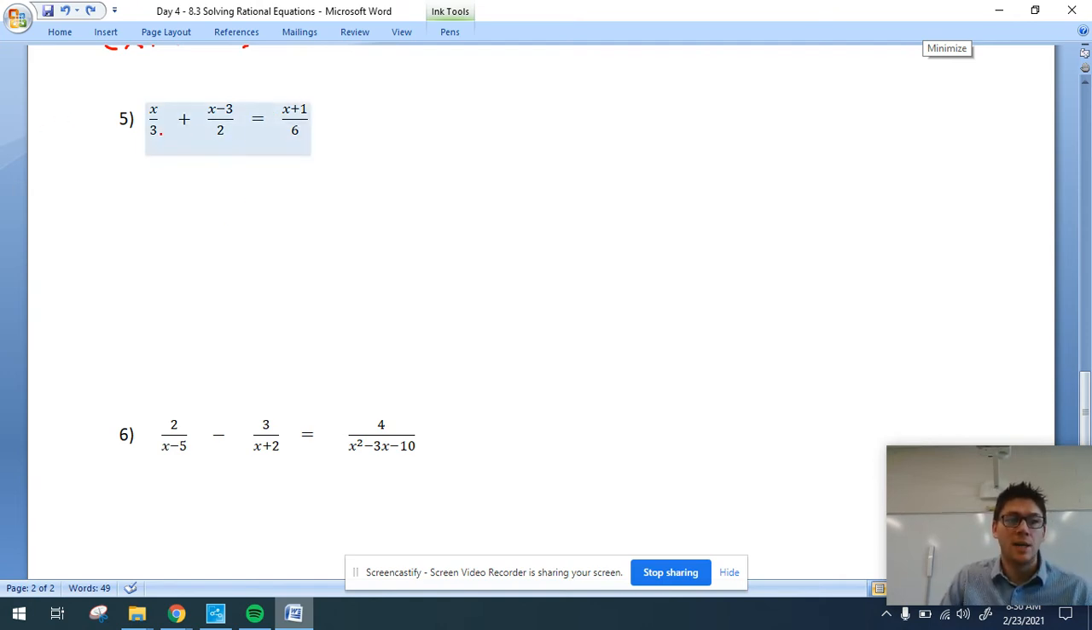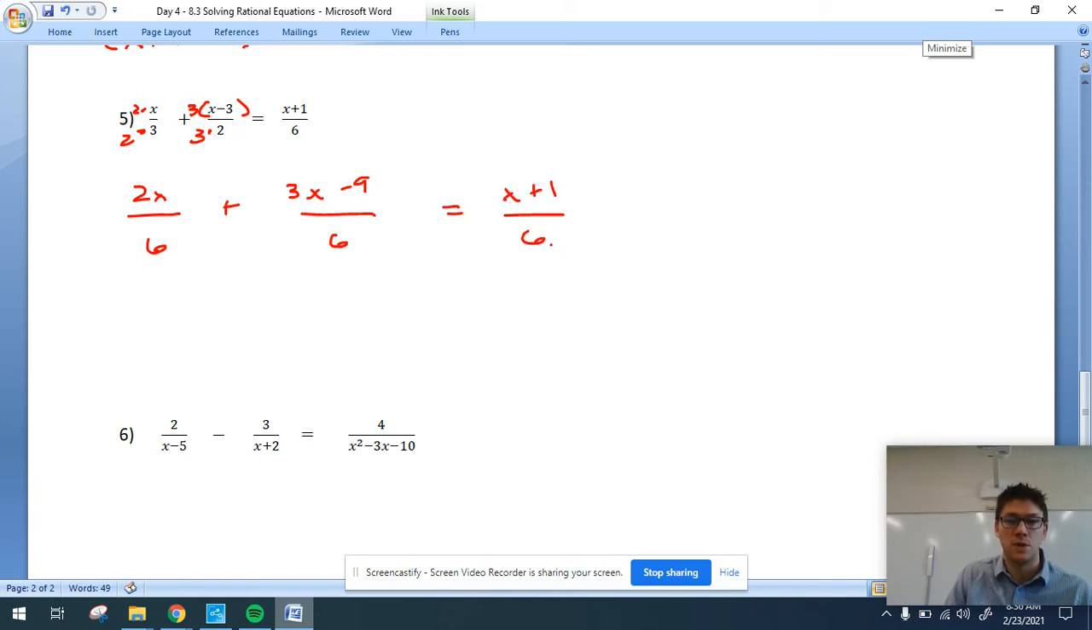So I've got a 3, a 2, and a 6. I'm going to make common denominators of 6. This one needs a 3. This one needs a 2. So we have 2x over 6 plus 3x minus 9 over 6 is equal to x plus 1 over 6.